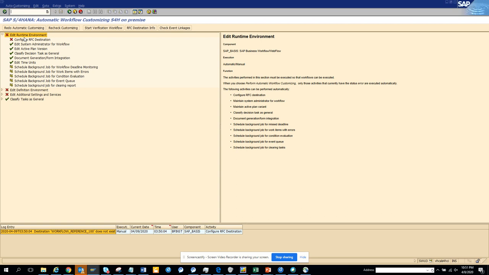When something is not working in workflow, and none of the workflows are working, this is the place. SWU3, someone messed it up. That's it.